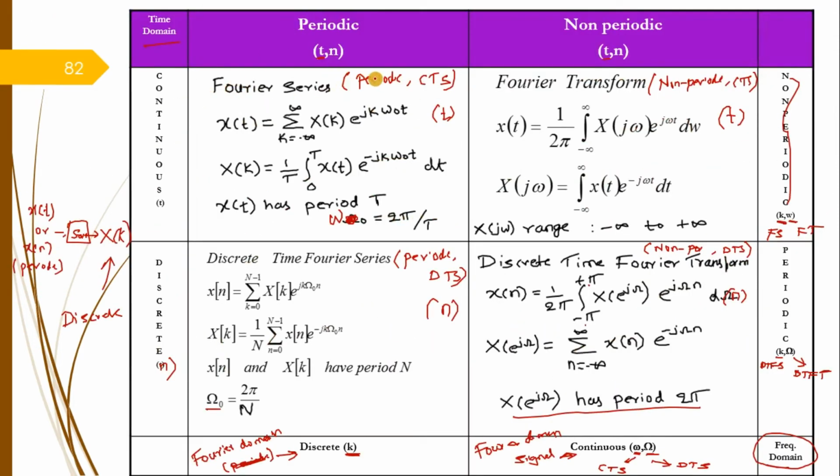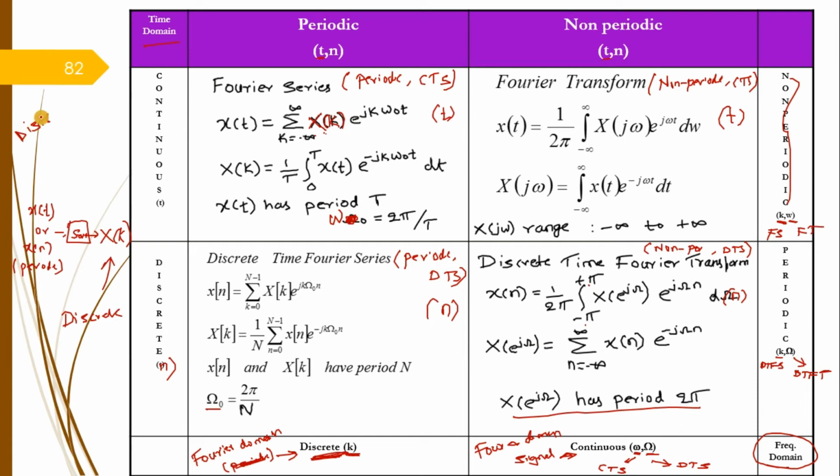So periodic and continuous, it is Fourier series. The equation goes like this. Remember, summation x of k means in Fourier domain, the signal is discrete. When it is a discrete signal, the operation that should be applied to it is summation. X of k is a frequency component. Look at this. A frequency component is discrete type. So if it is discrete type, the mathematical operation to be performed is summation. Remember one thing. For discrete time, use summation.